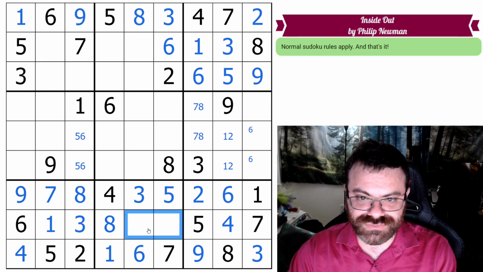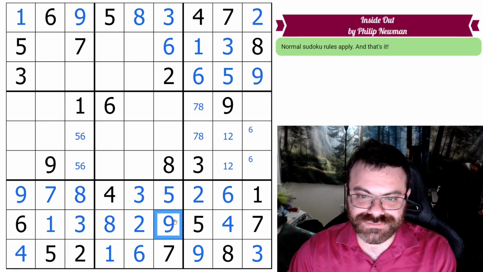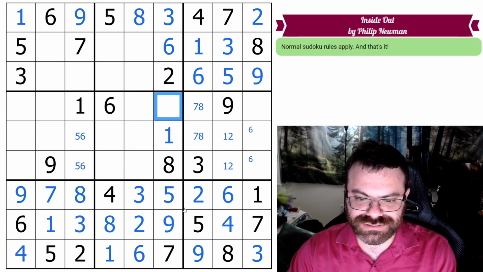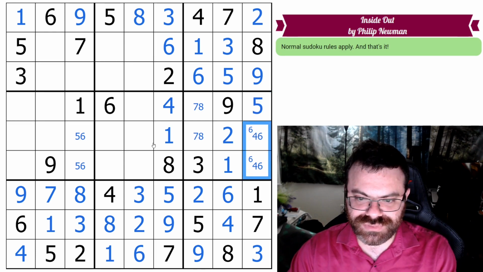We need 2 left in here. We need a 2. And we also need a 9. Here we have 2 left. So we need a 1. And we need 4. This 1 sees 2 and 1. We need a triple left for the box, so we need 4, 5, and 6. So that's not 4 or 6, so that's a 5, leaving a 4-6 pair, which is not resolved yet.